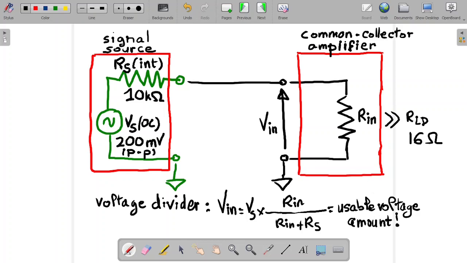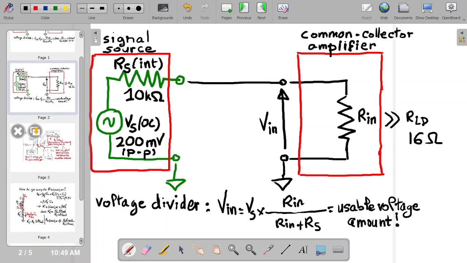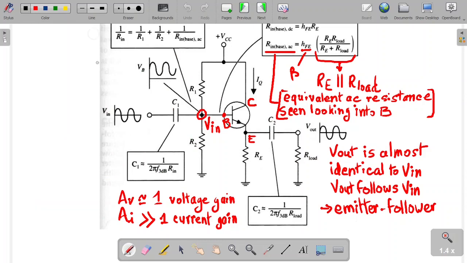Okay, so even though there's no voltage gain, because of the current gain, it's very useful to use the common collector amplifier in this case when the signal source has a large internal resistance, like a microphone. Alright, so let's continue. Let's look first at the common collector amplifier.